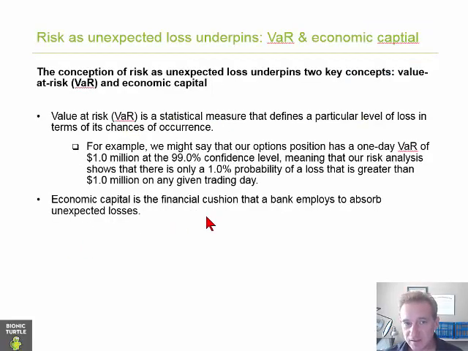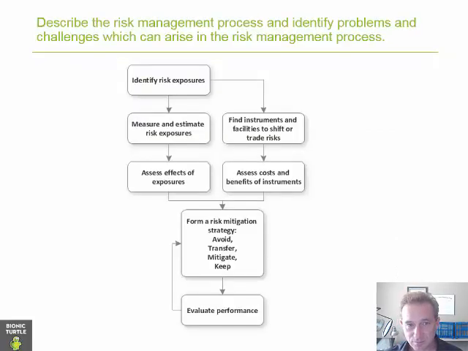And also the authors make the point that risk, as an unexpected loss, underpins two concepts that are explored in the FRM syllabus. Value at risk is the statistical measure that defines a particular level of loss in terms of its chances of occurrence. And the other one is economic capital, that is mostly located in Topic 7, that's Part 2 of the FRM, but is introduced in Part 1. Value at risk, on the other hand, appears throughout.